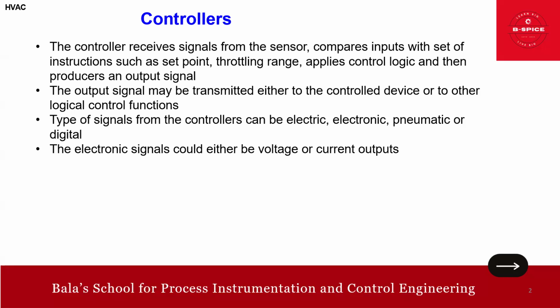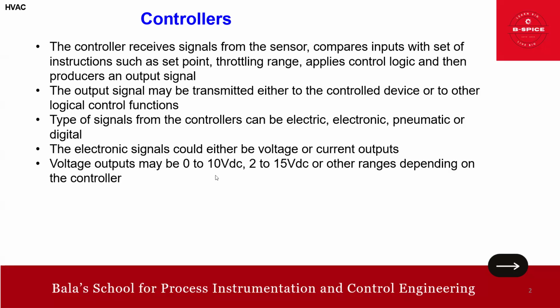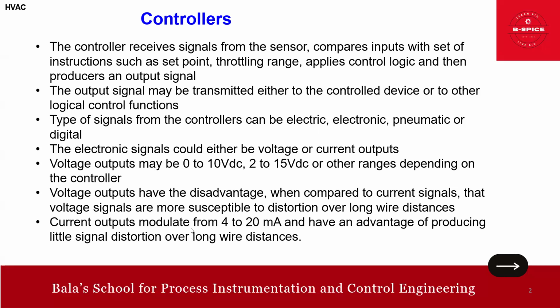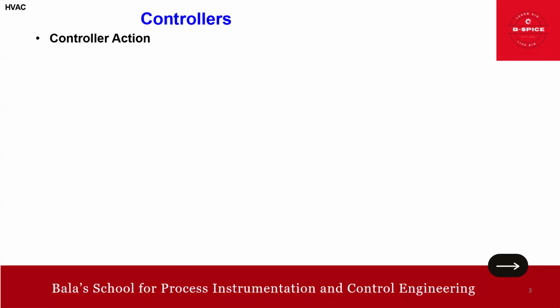The electronic signal could be either a voltage or current. Voltage output, as you know, may be 0 to 10 volt DC, 12 to 15 volt DC, or other ranges depending on the controller. Voltage output has a disadvantage. What is that? Voltage is more susceptible to distortion over long wire distances. Current outputs modulate from 4 to 20 milliamp and have the advantage of producing little distortion over long wire distances. So this is just the intro part, friends. Now we go into the actual.